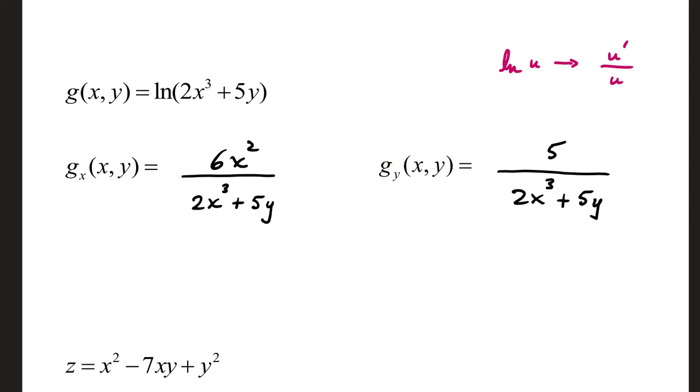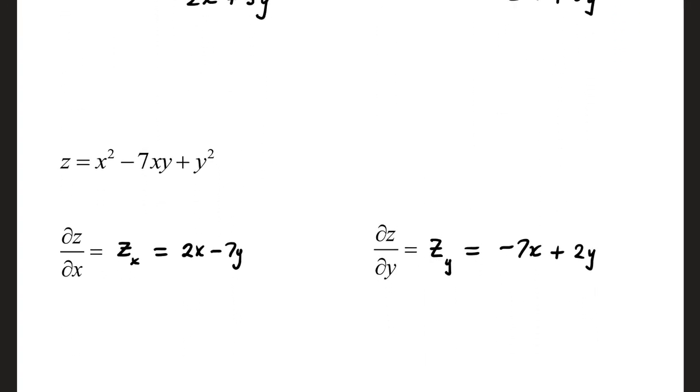Applying the partial derivative with respect to y, we still take the reciprocal of all of that, both terms, 2x cubed plus 5y, and then we take the derivative only with respect to y for the numerator. That's 0, because there's no y, plus 5, because that's the derivative of 5y.